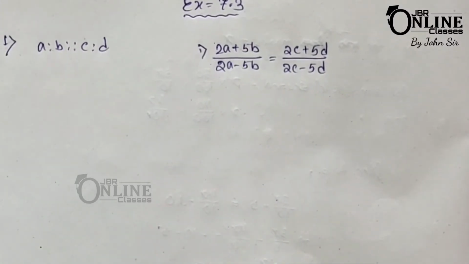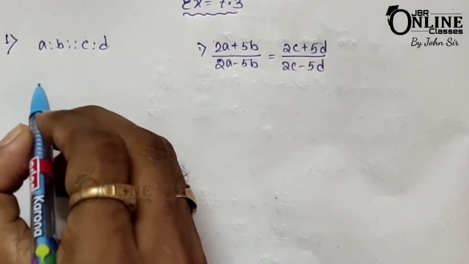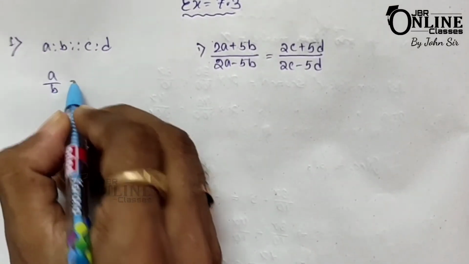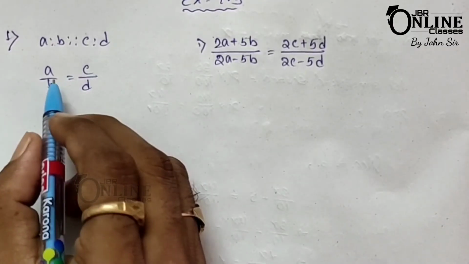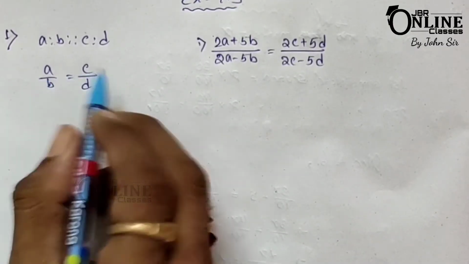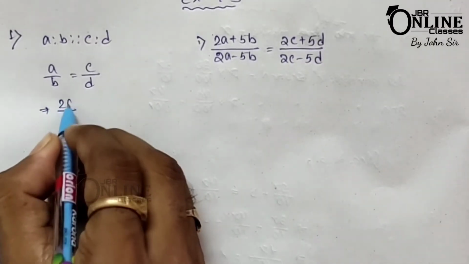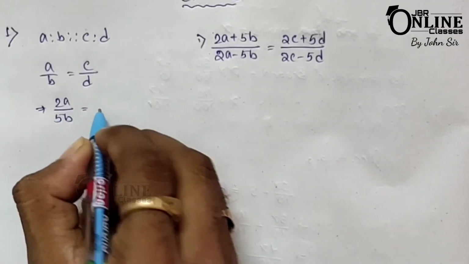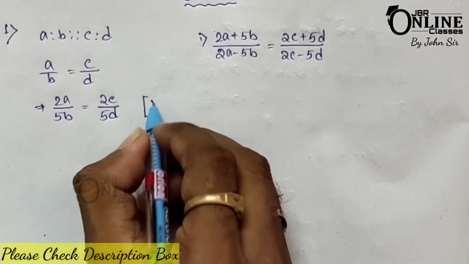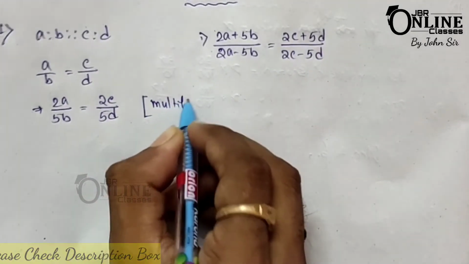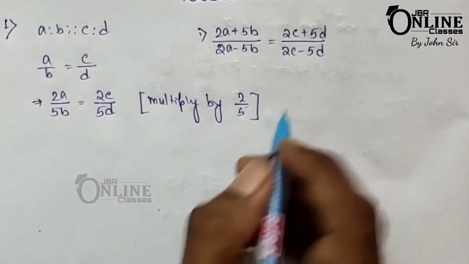Okay. So at first, as here A is to B proportion C is to D, then you can write A by B equal to C by D. Okay. So now if we multiply both sides by 2 by 5, then you will get 2A by 5B and here 2C by 5D. Okay. So multiply by 2 by 5 in both sides.